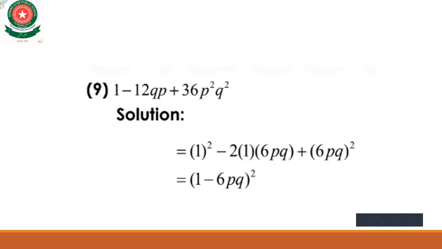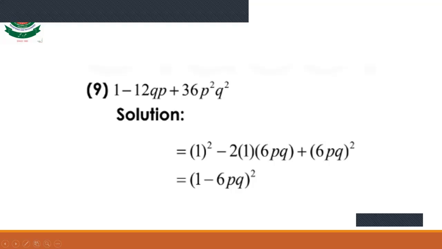A square plus b square minus 2ab. The value of a is 1 and the value of b is 6pq. This is a formula: a square minus 2ab plus b square is equal to a minus b whole square. So the value of a is 1 and value of b is 6pq. So you can write it as 1 minus 6pq whole square.